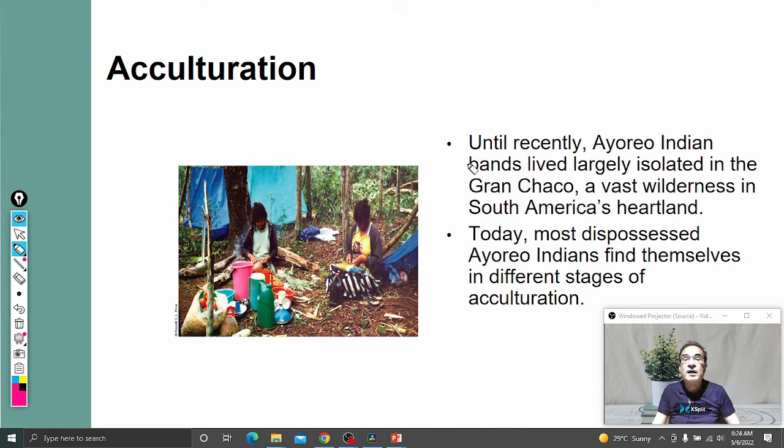I would like to share another example. Until recently, the Indian tribe lived largely isolated in the Gran Chaco, a vast wilderness in South America's heartland. Today, most of the displaced Indians find themselves in different stages of acculturation. Now they have adopted the culture, habits, and way of life of other people. So it is acculturation.